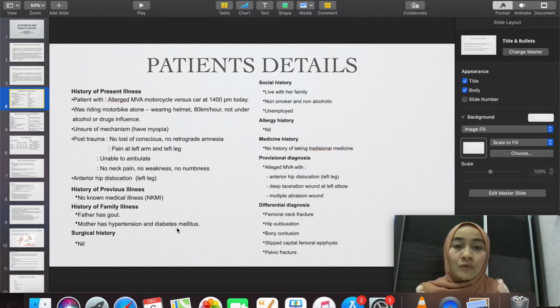For provisional diagnosis, patient alleged MVA with anterior hip dislocation, deep laceration wound at the left elbow, and multiple abrasion wounds. For differential diagnosis, patient may have femoral neck fracture, hip subluxation, bony contusion, slipped capital femoral epiphysis, and pelvic fracture.